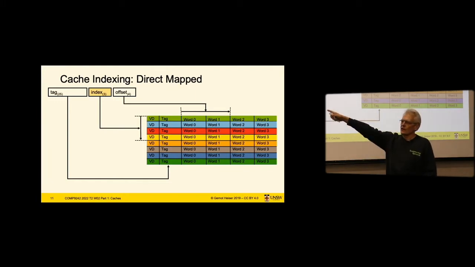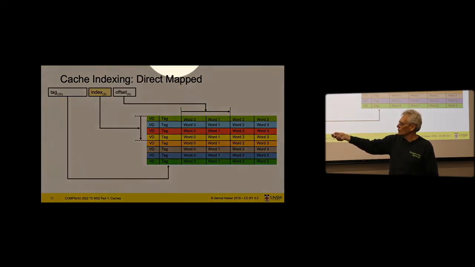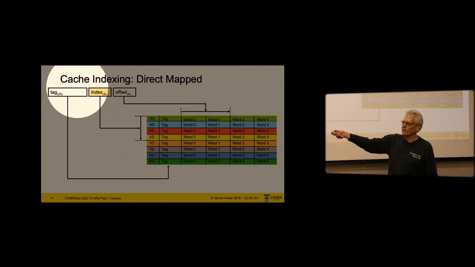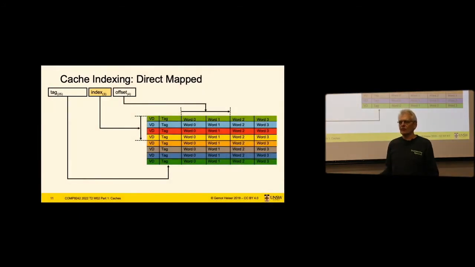Whatever that index bit pattern is, that's the index into this array. And then you have your candidate line, in this case the yellow line. Then we match the tag we find in this yellow line against the tag bits in the address. If they match, then we know we have a hit and we can access the data. If not, then we have a miss. Okay? That understood? Good. So that's the direct map cache.